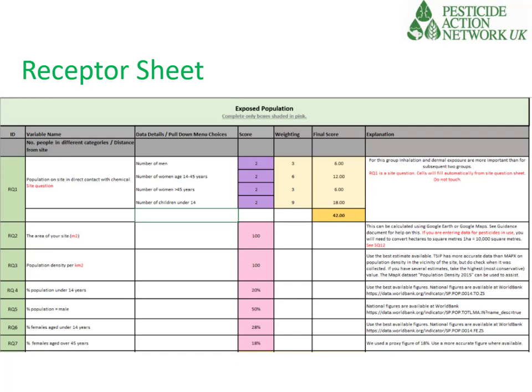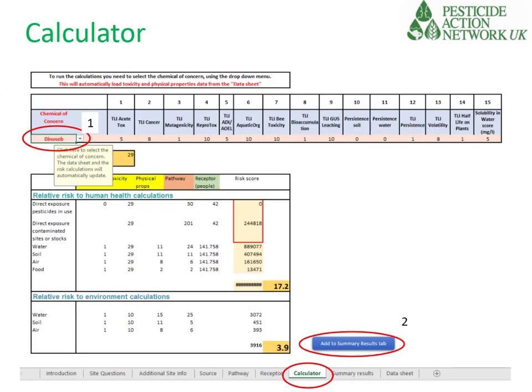We've added some sources that you could explore in order to find this information. For the area of your site, you could try using Google Earth or Google Maps. For the population density, there's pretty good data available from the World Bank, or perhaps you have nationally available statistics which are more accurate. And once we have finished with the receptor sheet, we can finally move on to the calculator itself.